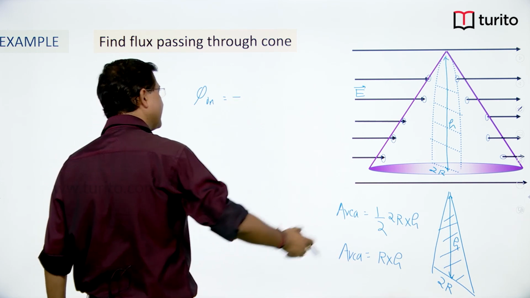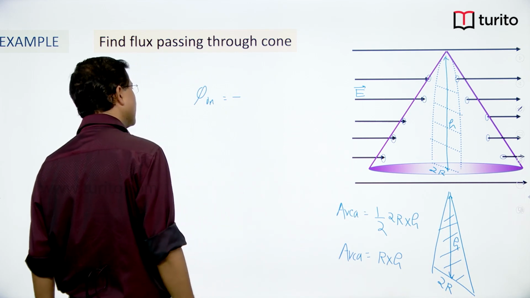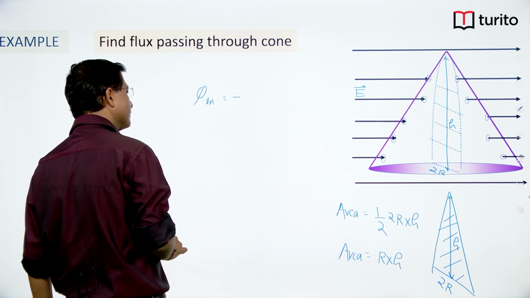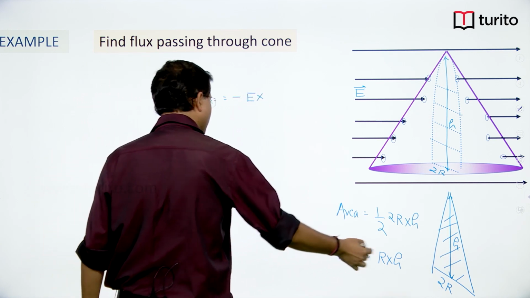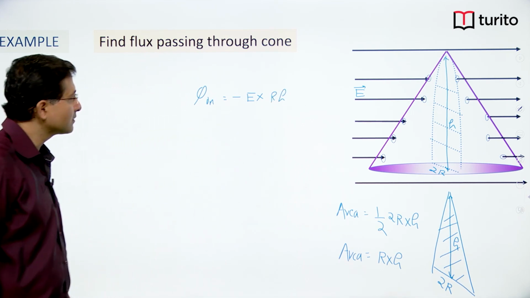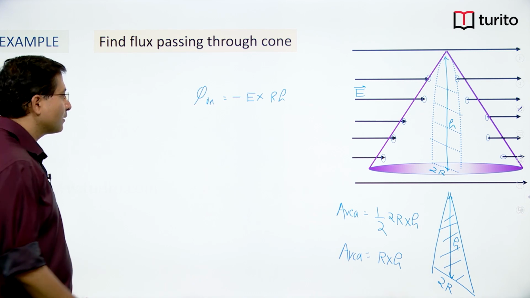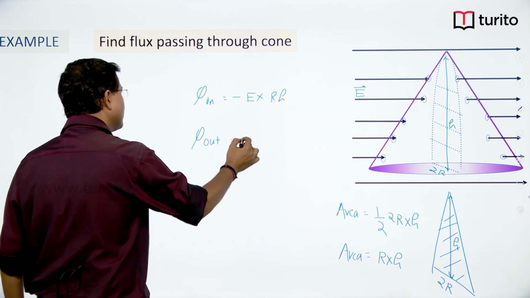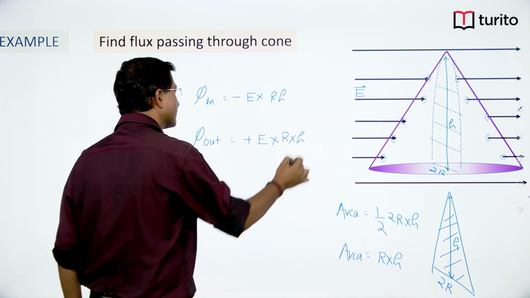As it is in, the area vector here will be in this direction, field lines making angle greater than 90 degrees, so a minus sign will come, and E into RH will give you how much flux is getting into it. How much flux is coming out? The same amount, plus E into R into H.